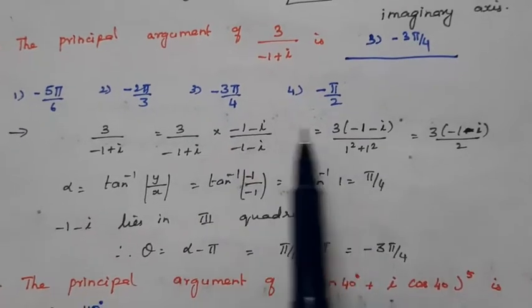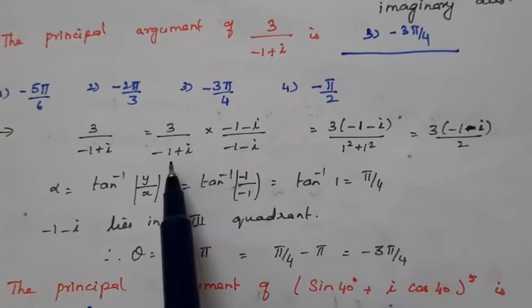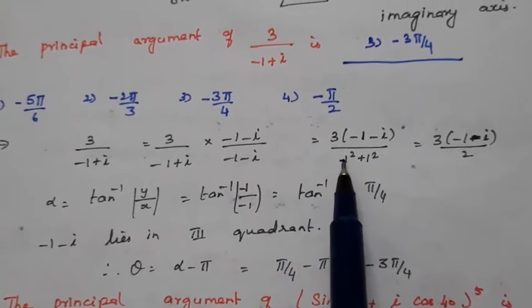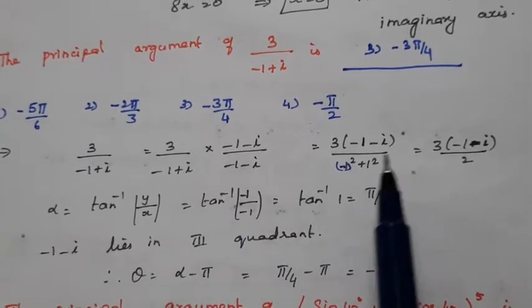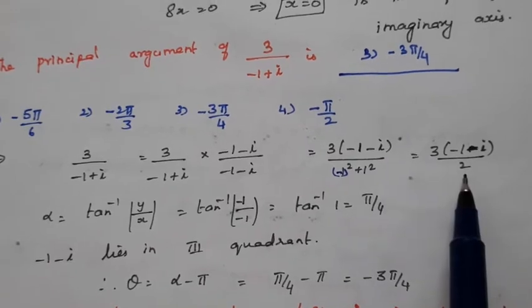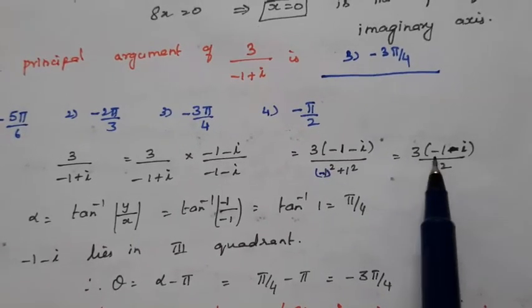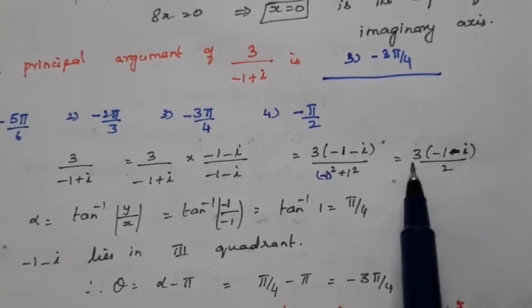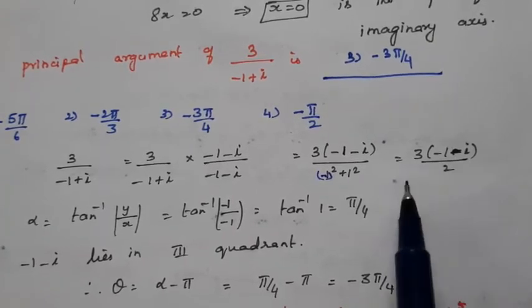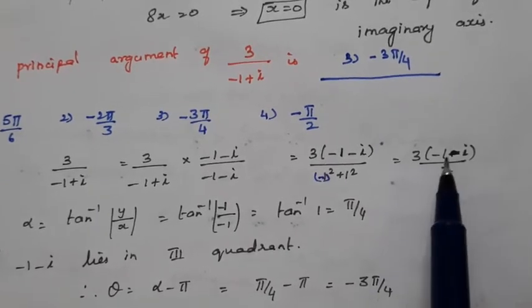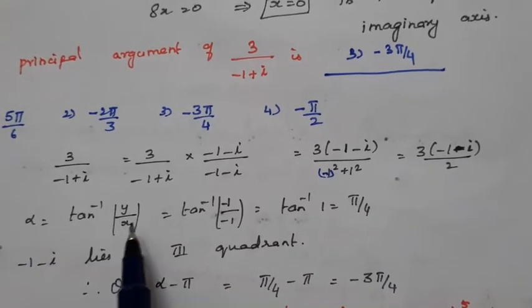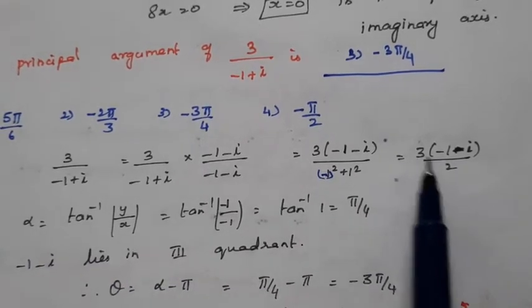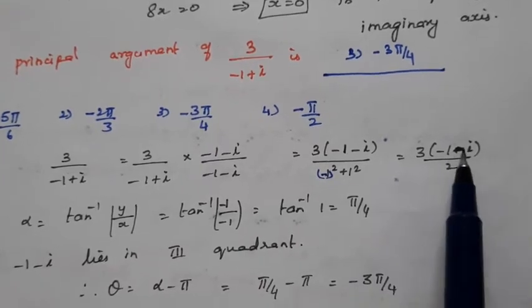So on multiplying and dividing by minus 1 minus i, we have the numerator as 3 into minus 1 minus i, and the denominator will be minus 1 the whole square, that is 1 square, and then again 1 square plus 1 square. So 1 square plus 1 square is equal to 2. So leave this 3 by 2 and take this complex number as minus 1 minus i alone. To find the principal argument, you need to find alpha first. What is alpha? Alpha will be tan inverse of y by x. We can leave this 3 by 2, so we can take alone minus 1 minus i.